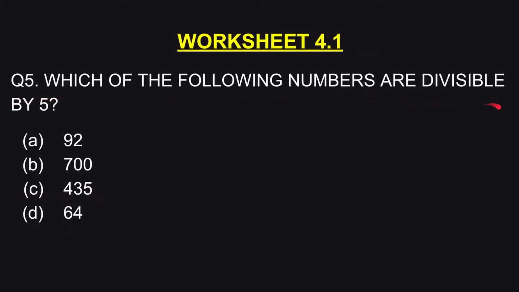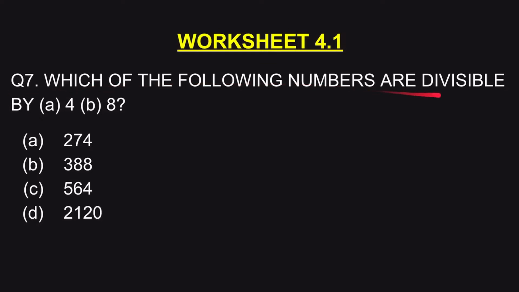Question 5. Which of the following numbers are divisible by 5? A 92, B 700, C 435, D 64. Question 6. Which of the following numbers are divisible by 9? A 306, B 72, C 518, D 104.